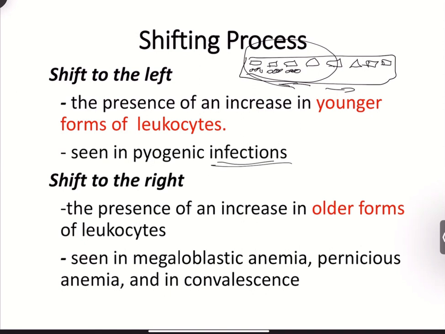While shift to the right means older forms of your leukocytes, the mature ones. Seen in megaloblastic anemia, pernicious anemia, and even in convalescence of your infections. Remember that. Right and left are because of the arrangement of the cells in the differential counter. Left, when young. Right, when old.